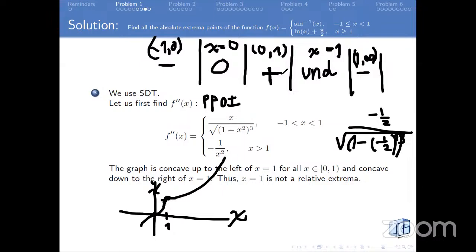direksyon ng inyong graph. So dito concave down siya, dito concave up. So yun yung conclusion natin. To the left of x, concave down siya. Dito sa interval na to, concave up siya.